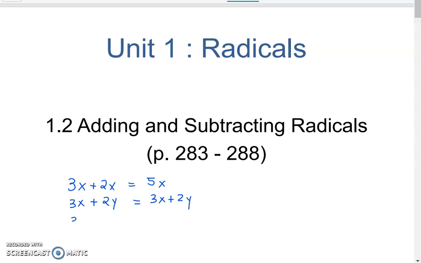Can't do anything with it. Also, if I give you same variables, but their degree is different. So 3 is just with an x, is a coefficient of x, and 2 is a coefficient of x squared. In this case, you still can't combine them because they're different degrees. So it will stay as 3x plus 2x squared. So in variables, we say you have to have the same variable, and also you have to have the same degree.